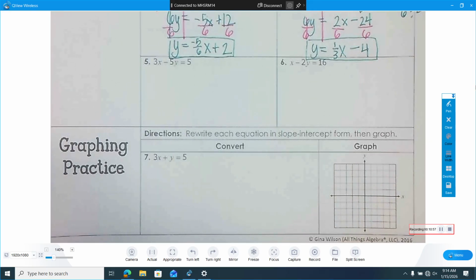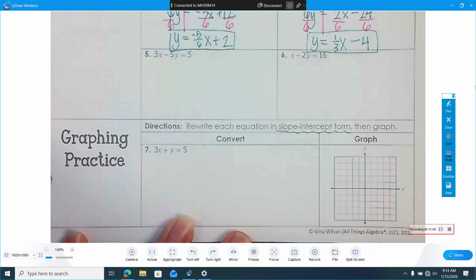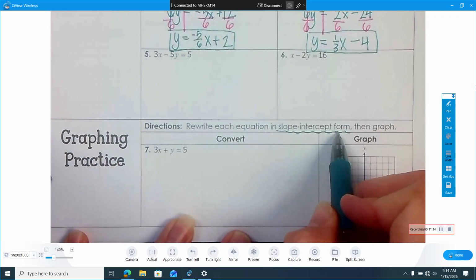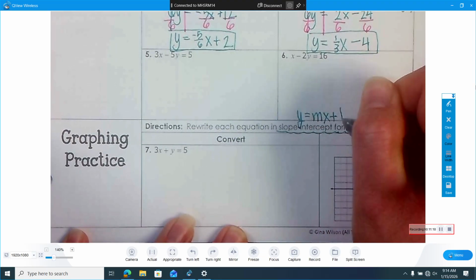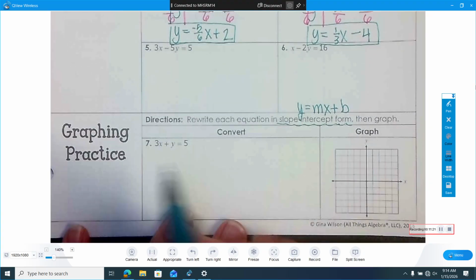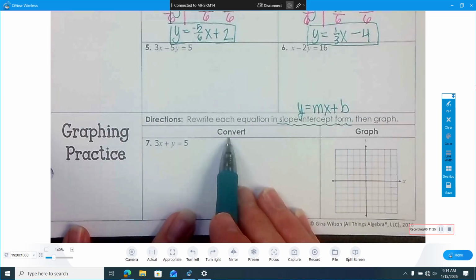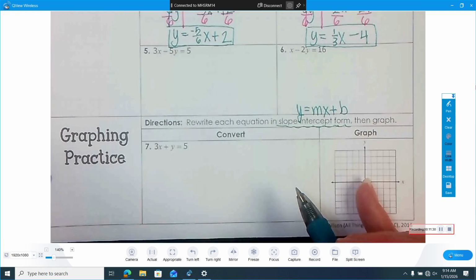Okay, so why do we need to be able to convert into slope-intercept form? We need to be able to do that so that we can practice graphing again and graph our lines in slope-intercept form. What is slope-intercept form? Y equals mx plus b. Beautiful. And what they're giving us is not in that form. So we want to convert each standard form equation, and then we're going to graph it.